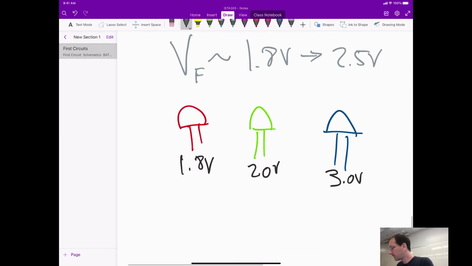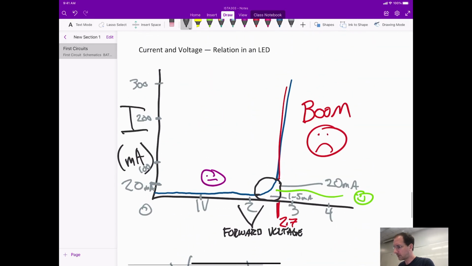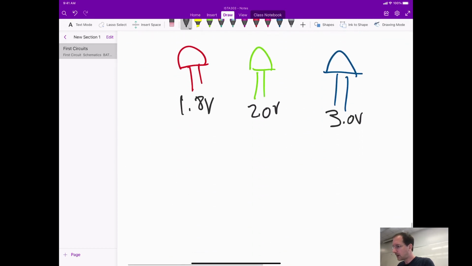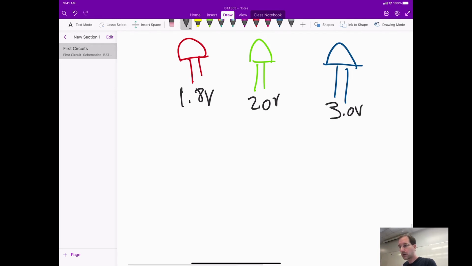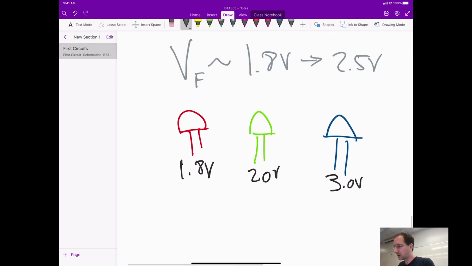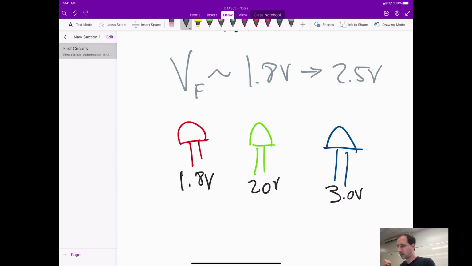So in practice, you basically have to either look at the data sheet, which is a document that describes what the forward voltage for the LED is, that usually has a curve that looks something like this. Or you just have to empirically check what you think it's going to be by slowly ramping up the voltage and seeing how the current works with it.